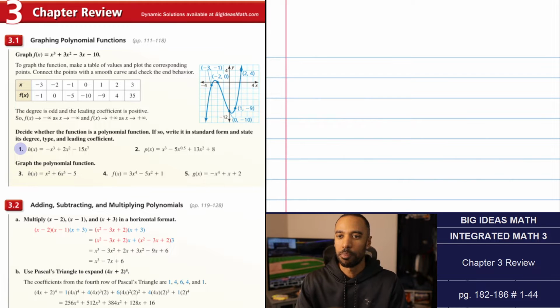You also probably want your graphing calculator out. Not just any old calculator, but a graphing calculator. Or if not, at least follow along with what I'm doing so you can make sense of it. Without further ado, let's go ahead and get started. We're going to begin with section 3.1 on graphing polynomial functions.